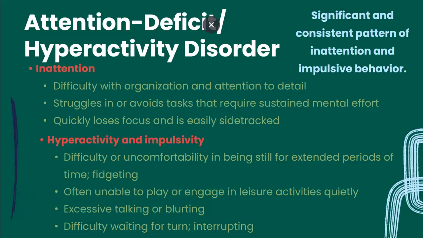Our first one is attention deficit hyperactivity disorder. So it could just be ADD, but it could also include the hyperactivity level. With this, there's a significant and consistent pattern of inattention and impulsive behavior. A lot of times they have problems with being organized and attention to detail. They struggle to stay focused on a task for a sustained amount of time, and they easily get sidetracked.